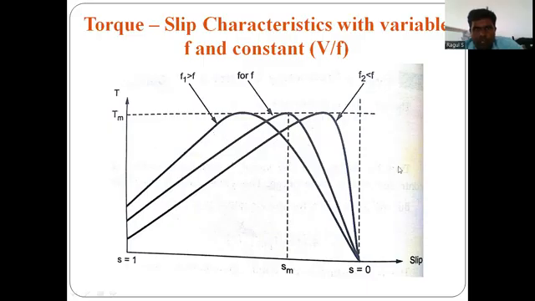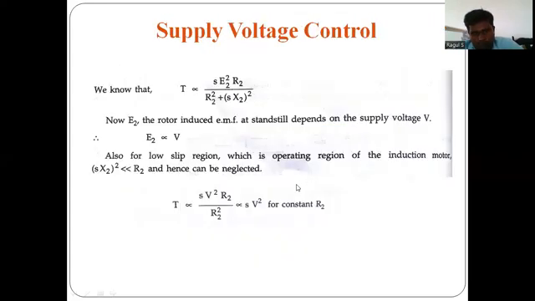In this graph itself we can clearly see that before the maximum torque slip, the slip is directly proportional to torque. After that, the slip is inversely proportional to torque. Under these conditions, the maximum value of slip is 1. So now we can clearly understand that in these equations, if the slip value is low, the torque is directly proportional to slip.